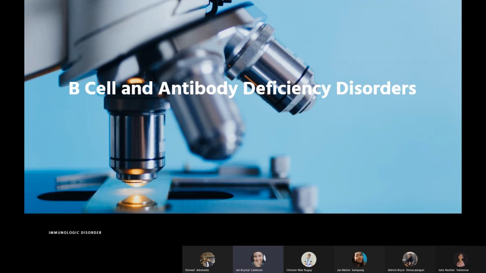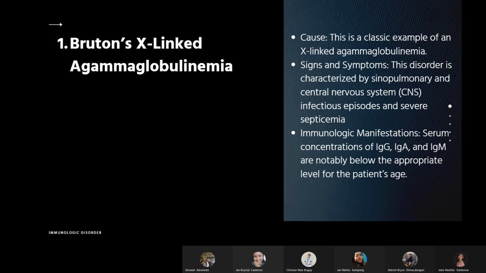For B cell and antibody deficiency disorders, the first is Bruton's X-linked agammaglobulinemia. This is a classic example of an X-linked agammaglobulinemia, which means that a disease-causing variant in the Bruton's tyrosine kinase or BTK gene causes B cell production to be stopped at the pre-B cell level.